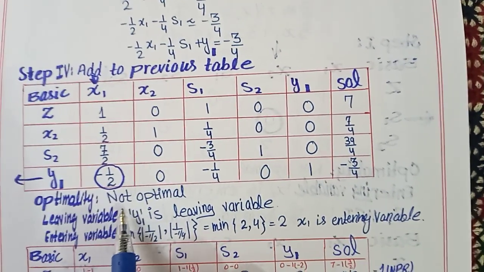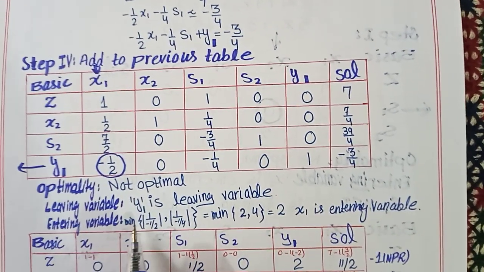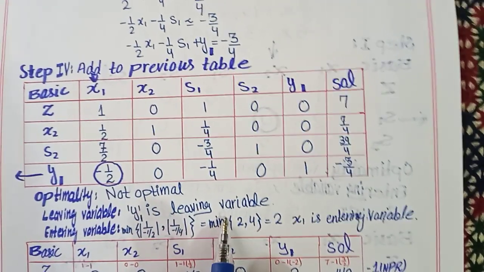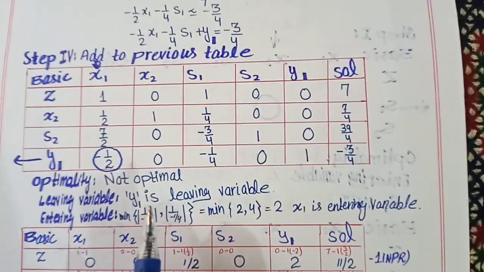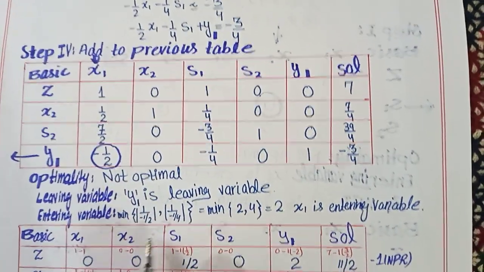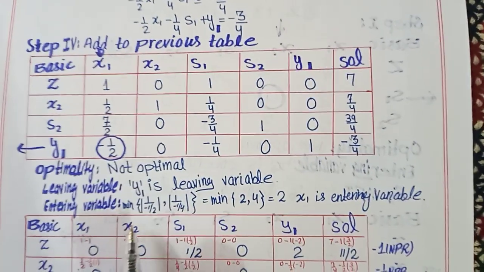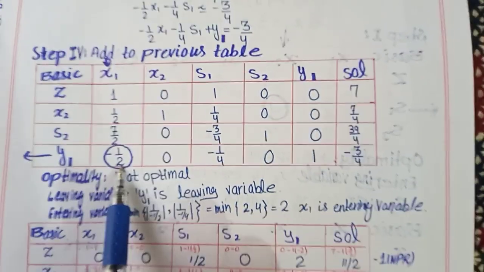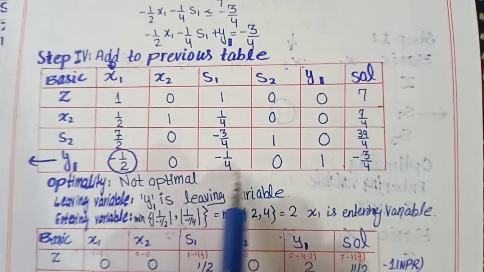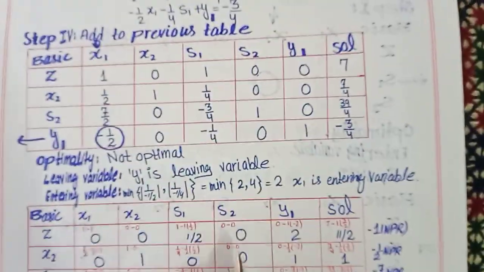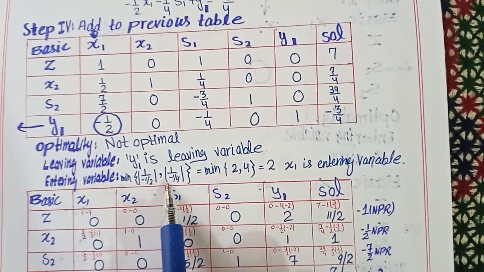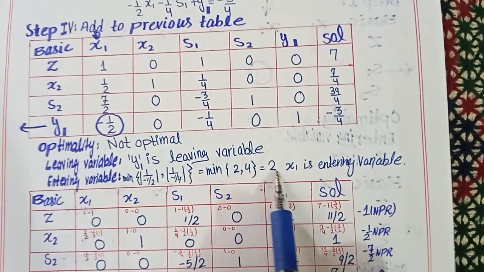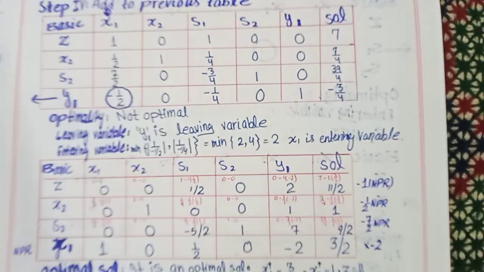Done. Next, check whether this solution is optimal. It is not feasible. y1 is the leaving variable. We are using the dual simplex method here. To find the entering variable, take the minimum of -1 over 2 divided by 1 mod, -1 over 4 divided by 1 mod, which is the minimum of 2 and 4; take mod to convert negative values into positive values. The minimum is 2, so x1 is the entering variable.